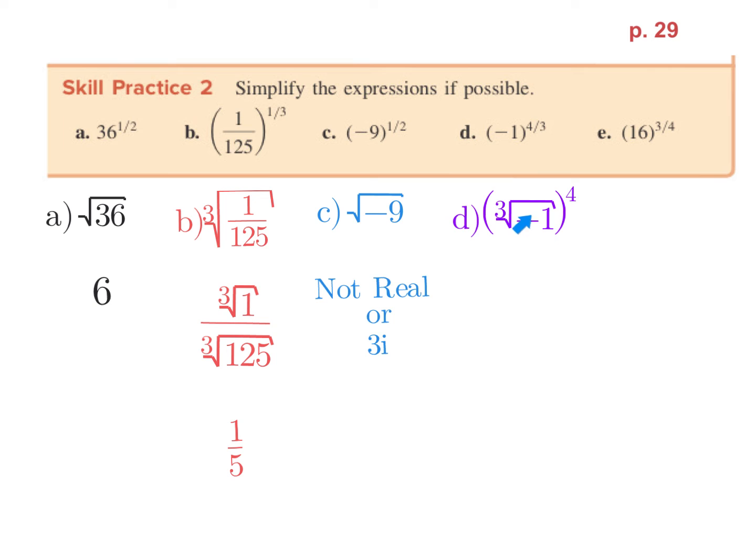Cube root of -1 is -1. Okay, -1 to the 4th is 1. And then our last one. See, like I said, even though you could raise 16 to the 3rd power, you're going to get some big number that you're not going to know the 4th root of. That's why I suggest doing it this way, because what is the 4th root of 16? 2, right? So then that's 2 to the 3rd, which of course is 8.